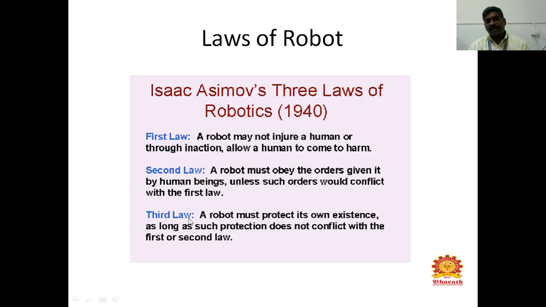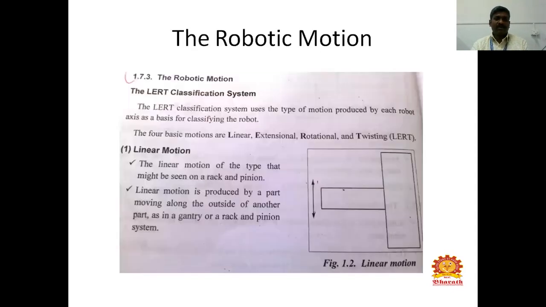Third law: a robot must protect its own existence as long as such protection does not conflict with the first and the second law. That means the third law depends on the first law and the second law. The robot should protect its own existence as long as such protection does not conflict with the first and the second law. This is the third law of the robot.